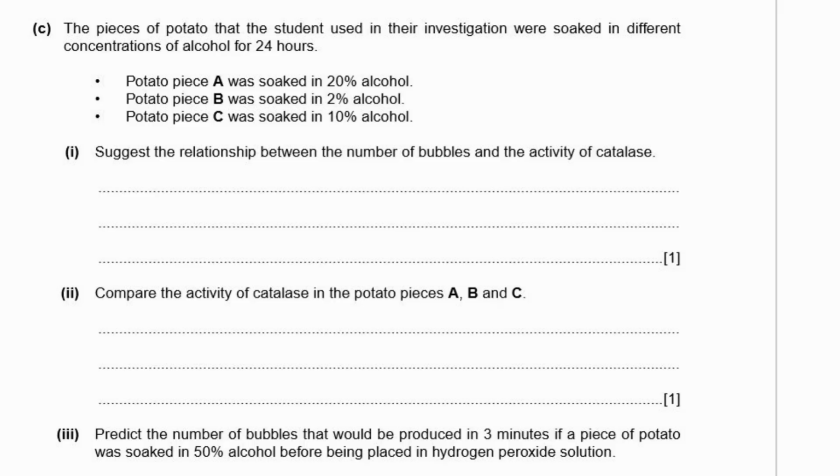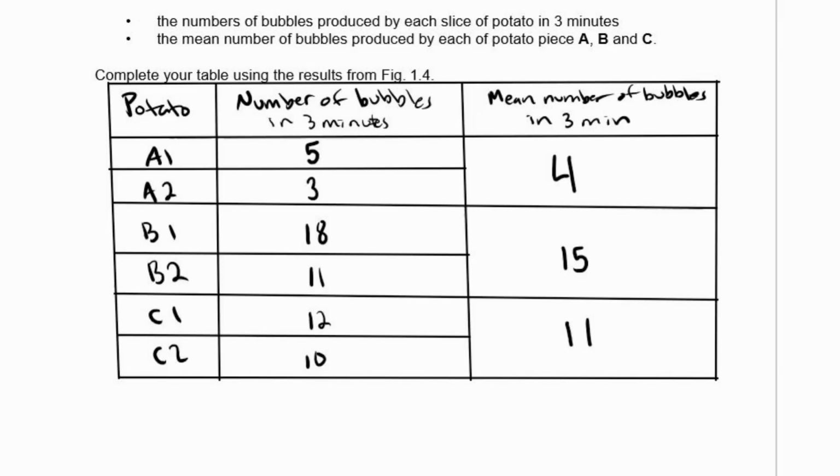C. The pieces of potato that the student used in their investigation were soaked in different concentrations of alcohol for 24 hours. Potato piece A was soaked in 20% alcohol, B was in 2% alcohol, and C was in 10% alcohol. Suggest the relationship between the number of bubbles and the activity of the catalase. Okay, so we have to look at our results. So the most bubbles were produced in test tube B, and the least bubbles were produced in test tube A.